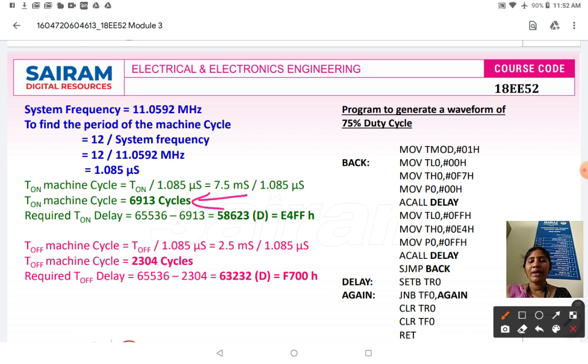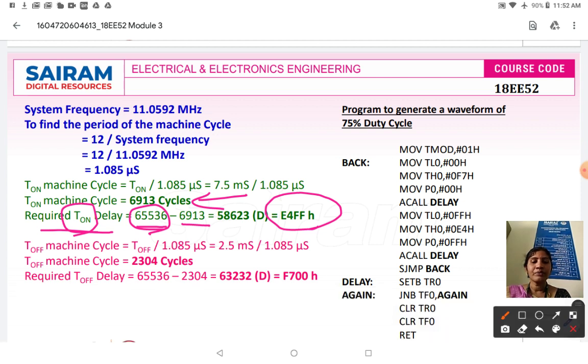Okay. And next, the required T on delay is 65,536 because it is your maximum count. Among this maximum count, 6913 machine cycles are required for the T on delay. So we need to subtract, and if you identify the hexadecimal value, we will be getting E4FF.